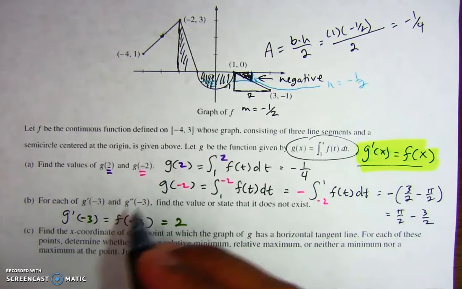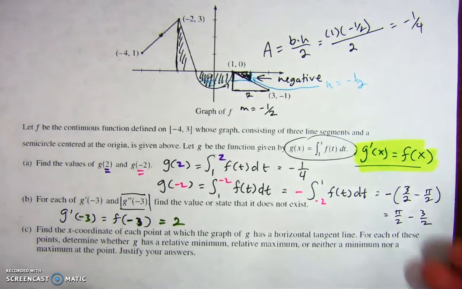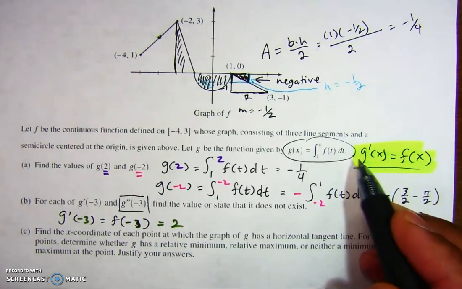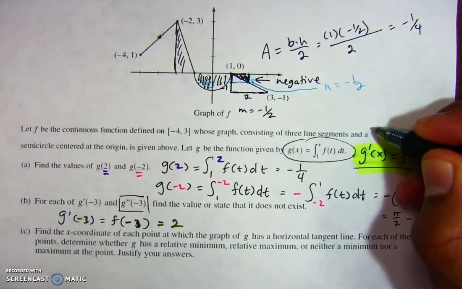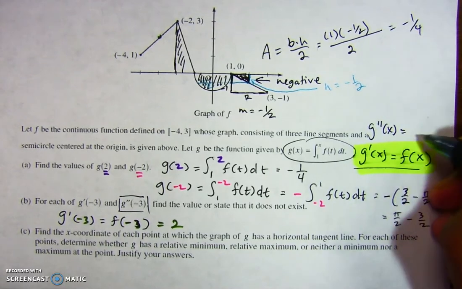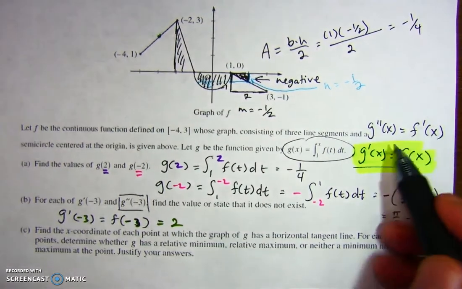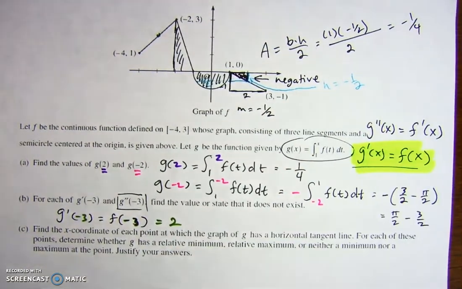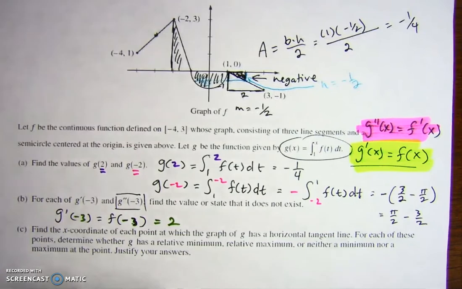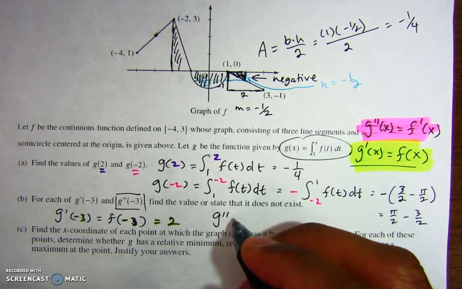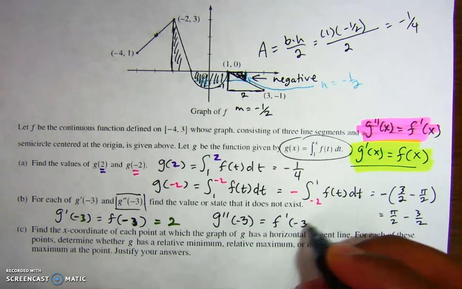So for the second part, g double prime of negative 3, we have to take this g prime of x equals f of x and then differentiate that. So differentiate both sides, we get g double prime of x is equal to f prime of x. Okay, so this is now our key, and g double prime of negative 3 is the same as f prime of negative 3.